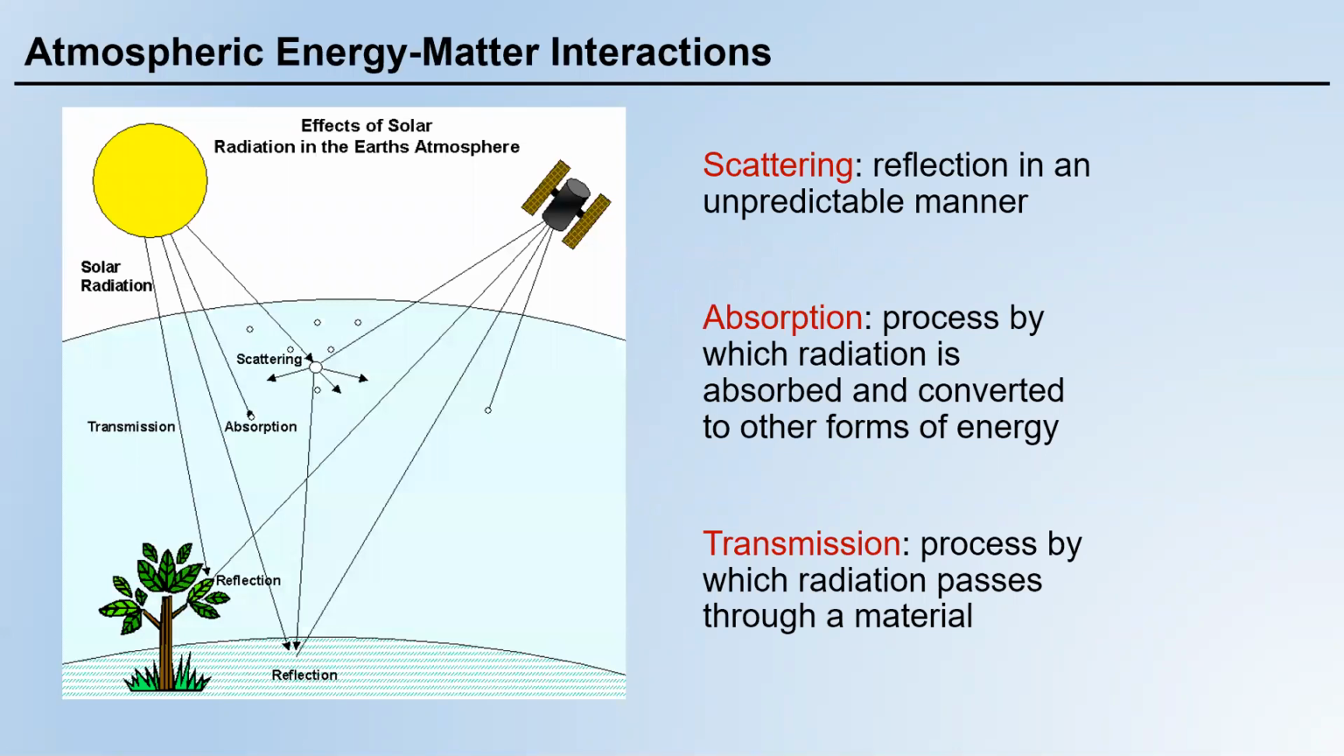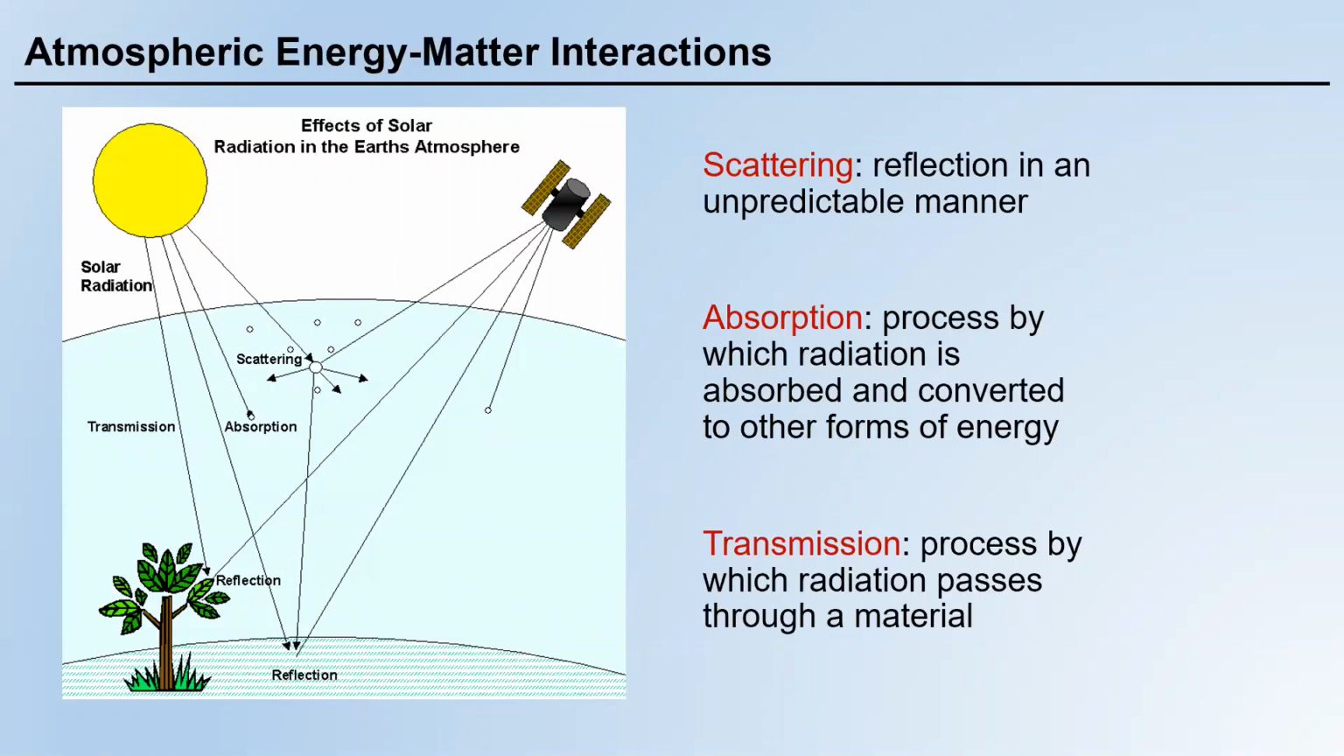So firstly, I would like to introduce atmospheric energy-matter interactions. The traveling of EMR is complex. It's not complex when it's in outer space, but when EMR, solar radiation from the sun, arrives at the atmosphere of the Earth, there will be interactions. As long as EMR is traveling through the atmosphere, there is interaction between EMR and the atmosphere.